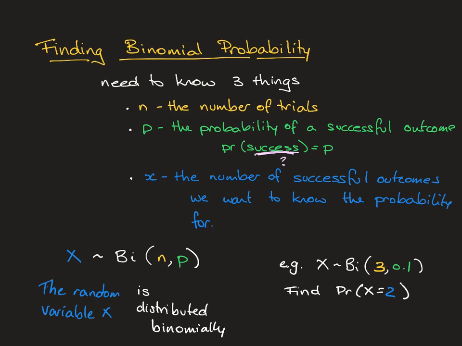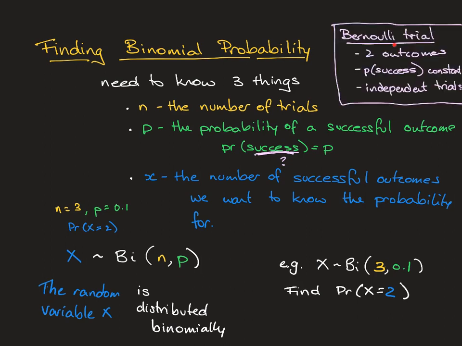So say, for example, if you had 3 trials, we had n is equal to 3, and the probability of success was 0.1, and what we wanted to know is what's the probability that x is equal to 2. Now, if the probability also fits the conditions for a Bernoulli trial, let's just go through those again.